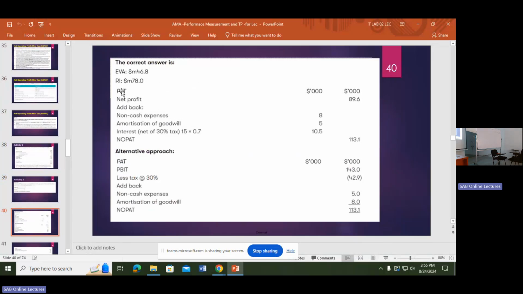So you start with profit. Net operating profit after tax, that means from profit before tax to profit after tax. Net operating profit after tax. So the formula is not profit after tax, right? It is net operating profit after tax.